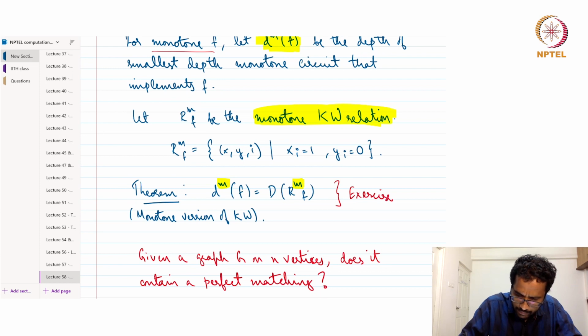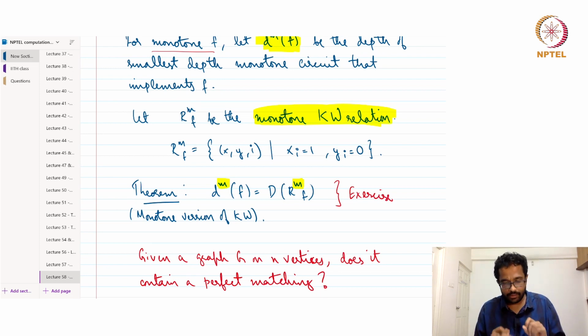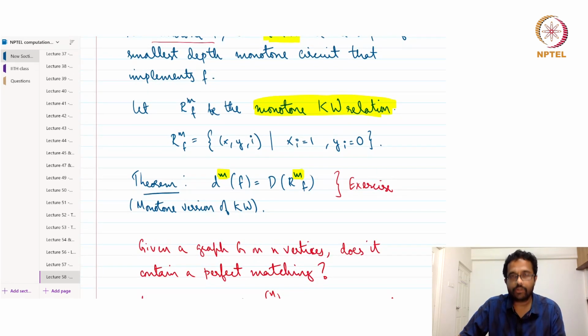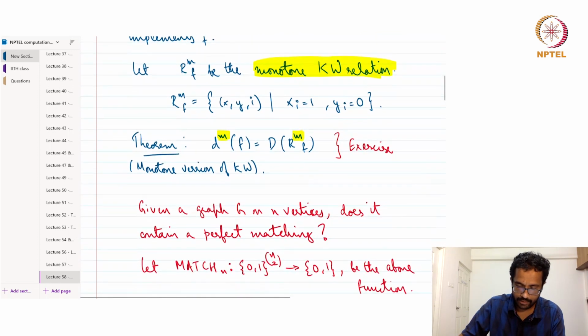It is exactly along the same lines, but you just have to take care of the fact that the depth is of a monotone circuit, which means, as I explained in the previous lecture, that all the inputs are in the positive form. So I won't have inputs of the form Z1 complement, Z2 complement, and so on. It will all be Z1, Z2, Z3, and so on. So the monotone depth is equal to the communication complexity of the monotone Karchmer-Wigderson relation. This you can try out.